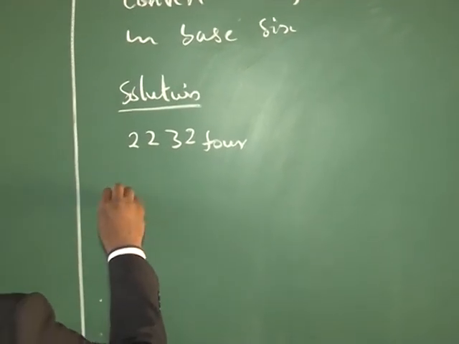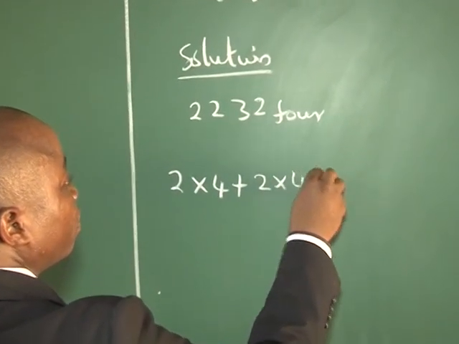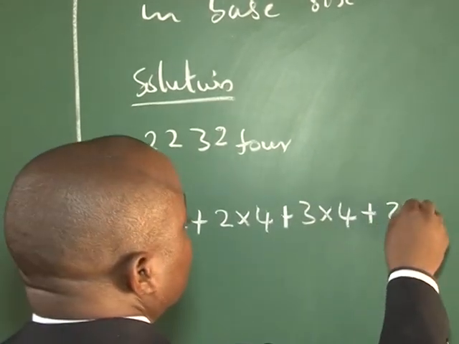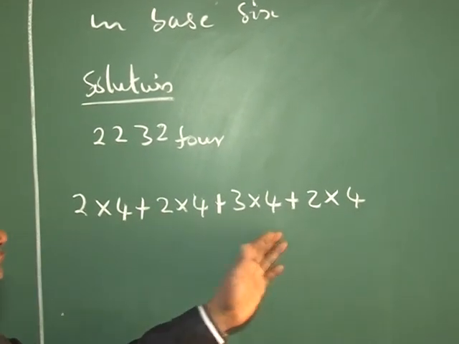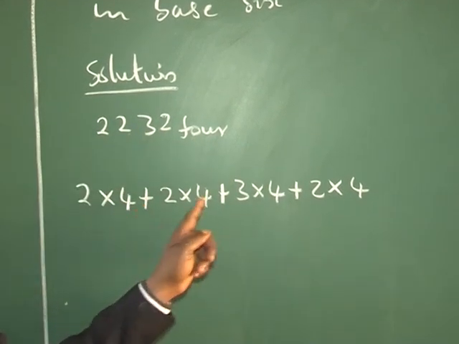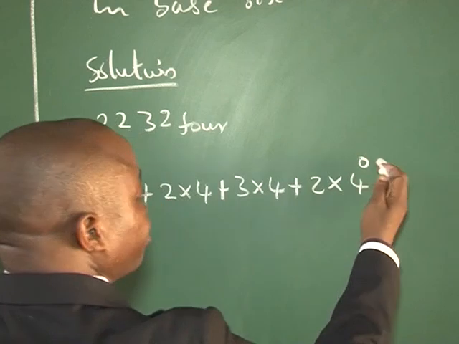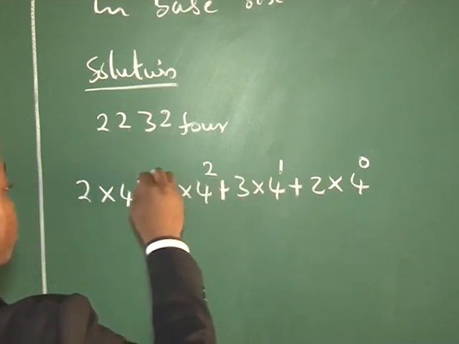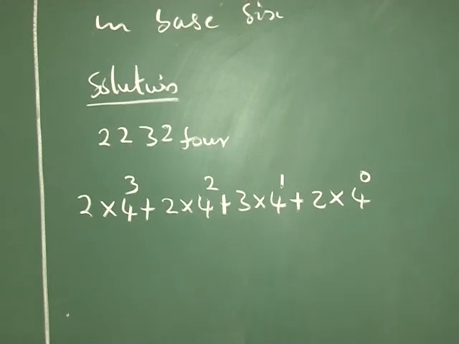And we do that, we'll have 2 times 4 plus 2 times 4 plus 3 times 4 plus 2 times 4. That is the normal way, multiplying the base by each number followed with addition. Then we raise each base to powers starting from 0, from right to left in increasing order. So this will be 1, 2, then 3.